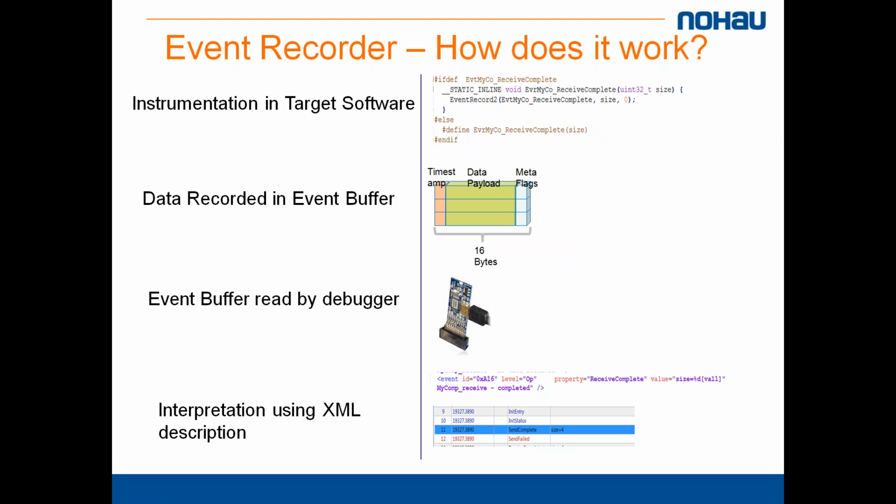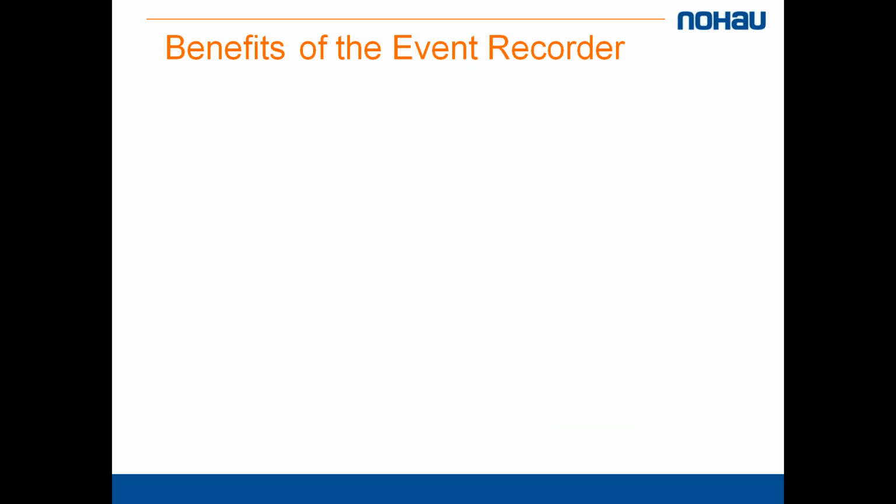So for the MDK middleware, the event recorder, there are events provided for you out of the box, and the XML file is also provided for you out of the box. So you don't need to do any implementation here. It's just ready to run. I will show you this in a little while.